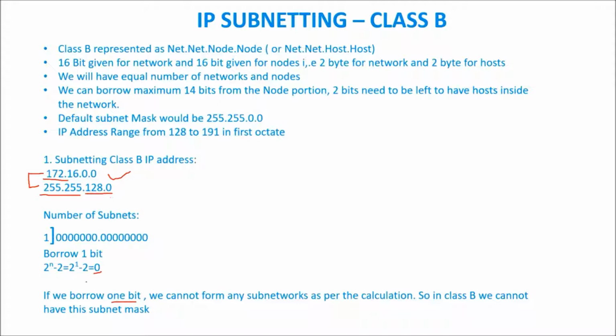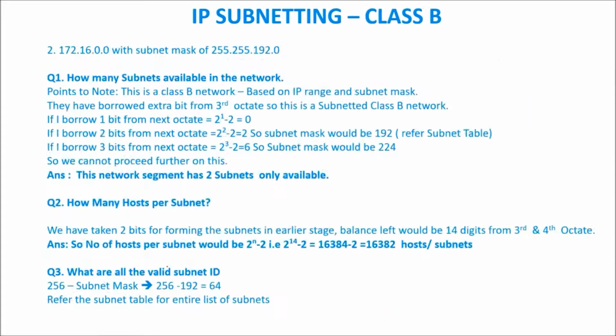The reason is, since you are borrowing only one bit, the subnet mask will be as per the subnet table, 128. That is correct. But here, I cannot form a number of subnets. Nothing is possible to create a network here. I cannot have any more networks. It is not usable, so we'll have to go for the next level.